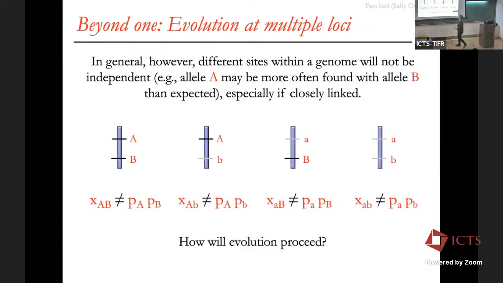If it's not the case that the chromosome frequencies are the product of the component allele frequencies, then you can't just look at one locus in isolation and know how it will evolve, because if the other locus is also under selection, their interaction will matter.